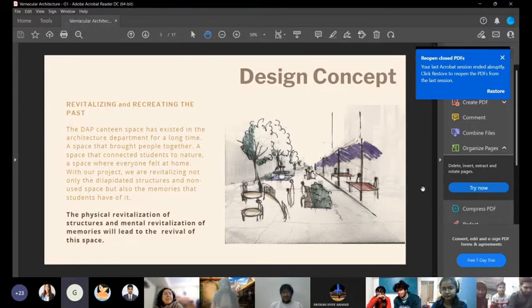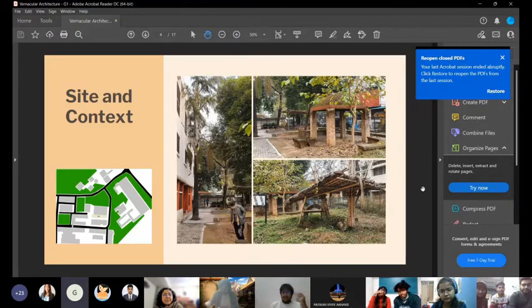So, within the space that we are going to use, first I'll show a few photographs. These are the photographs of the space that we took. This space is behind the DAP. This is the DAP canteen area. One of the major things that we played on in this space were the already existing structures. These structures were constructed by the bachelor students for their workshops and for other purposes. So we made good use of these structures in our design.